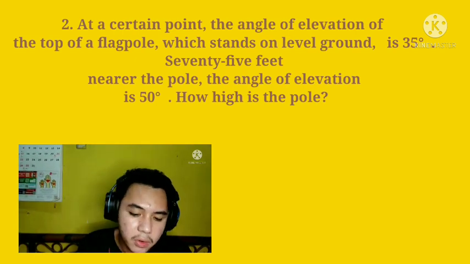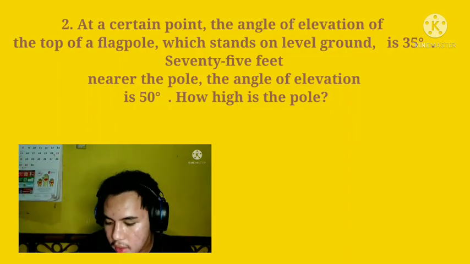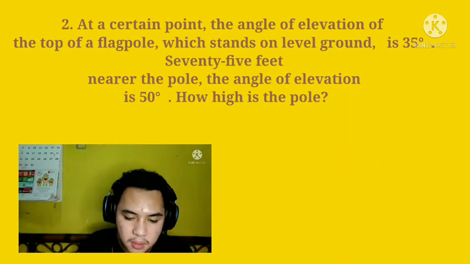So for our problem number 2, we have at a certain point the angle of elevation of the top of a flagpole, which stands on level ground, is 35 degrees, and 75 feet nearer the pole, the angle of elevation is 50 degrees. So how high is the pole?